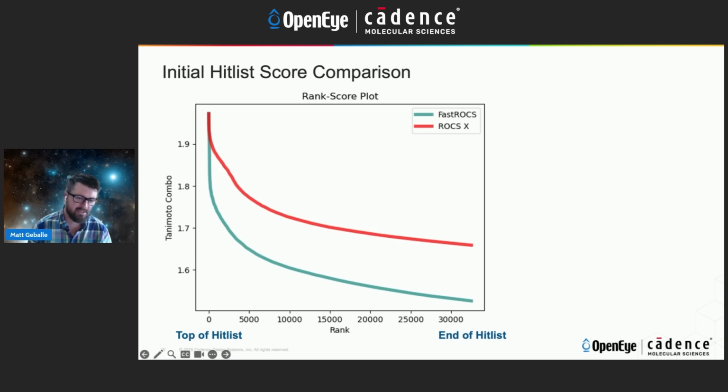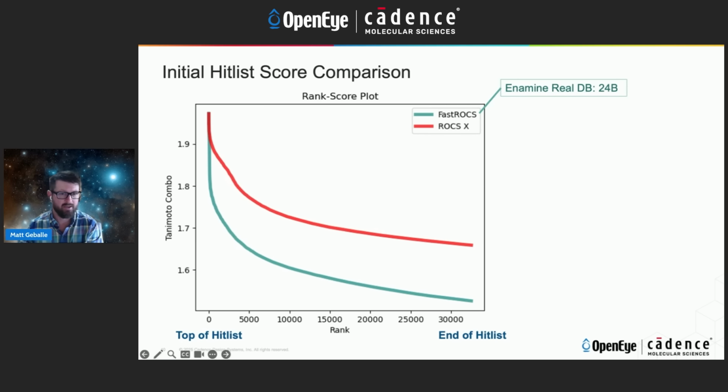So when we look at these hit list comparisons, we're going to be looking at lots of plots like this. This is what we call a rank score plot. In this case, we're looking at one of these initial hit list comparisons, where we're comparing hit lists of a little over 32,000 molecules each. We're going from the top of the hit list on the left, or rank 1, all the way down to the bottom of the hit list on the right, or rank 32,500 on the x-axis. On the y-axis, we're showing the tandem-modal combos of those hits between these two different searches.